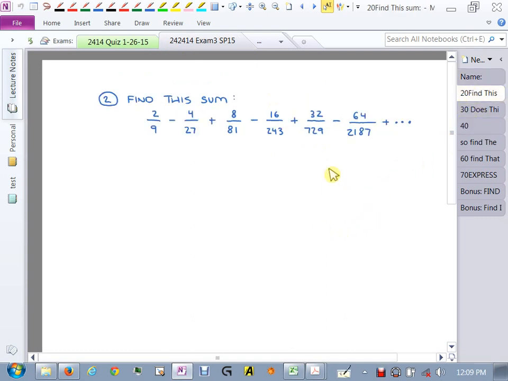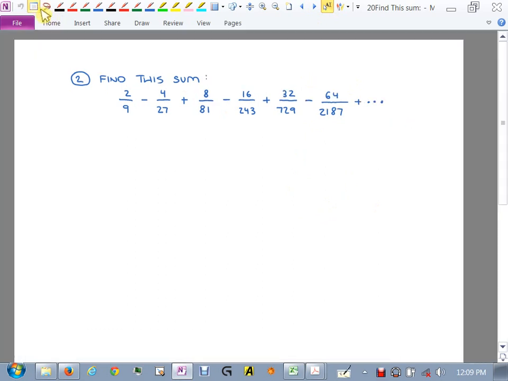Okay. So here was my Calc 3 exam that I gave yesterday. And this is one of the problems that they had. These numbers, 2/9 minus 4/27 plus 8/81, and so on, keep adding up forever and ever, never stop. And it actually adds up to a finite number, which we talk about in calculus.